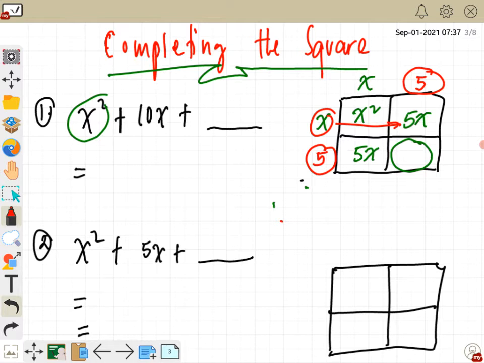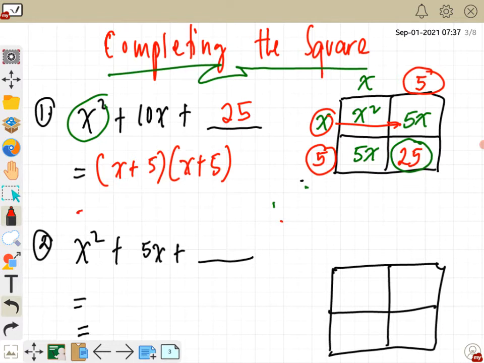So let's continue. Since this is 5 and this is 5, that makes this 25. So it means that this blank must be 25, so that x squared plus 10x plus 25 will become a square. In turn, if we factor that one, this gives us x plus 5 times x plus 5. If we turn it into a square form, it's like saying x plus 5 squared. So that is the idea of completing the square.